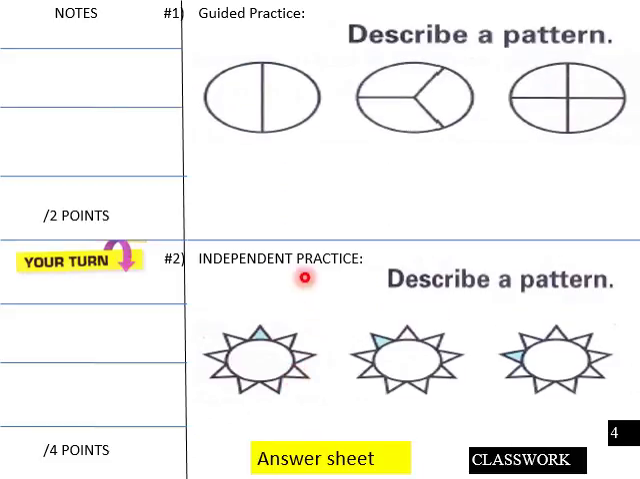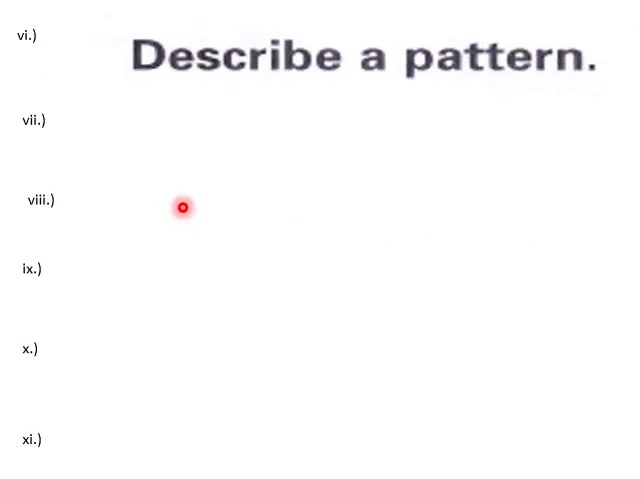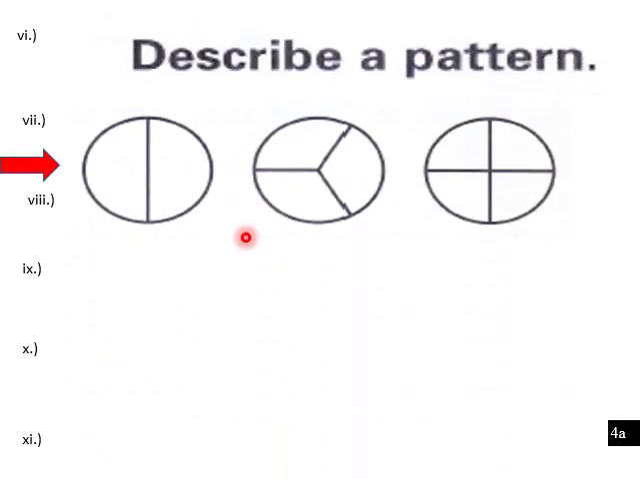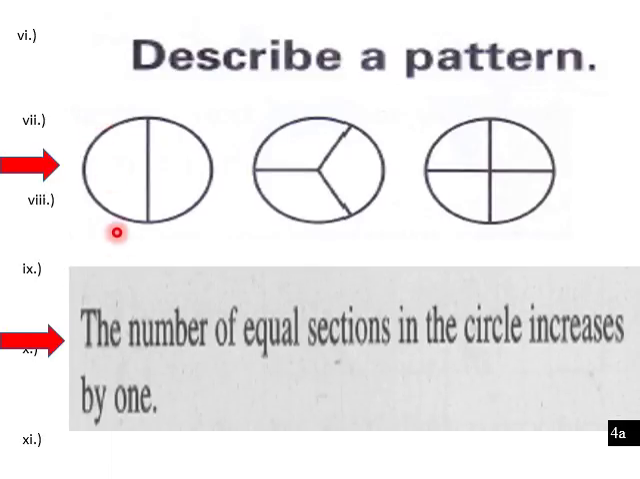Now, describe this here. This pattern here, what's going on here with this? The number of equal sections in the circle increases by 1. So we're dividing as we go to the right, to the right, to the right. We're increasing the area or the sections of a circle.